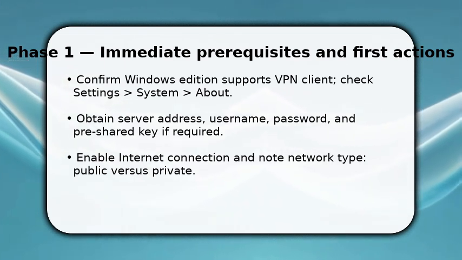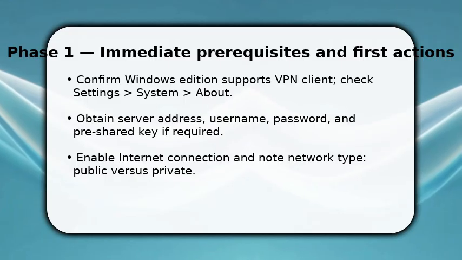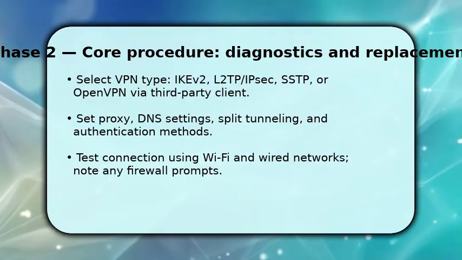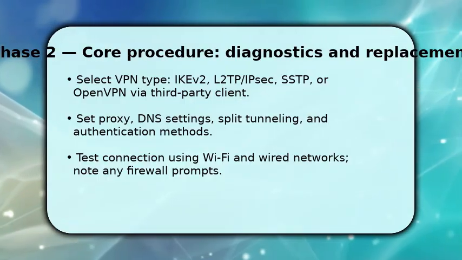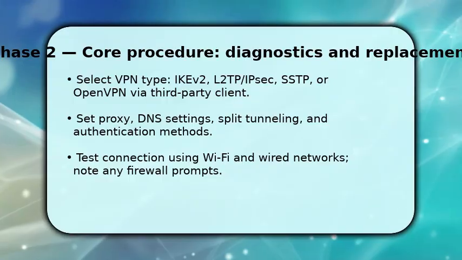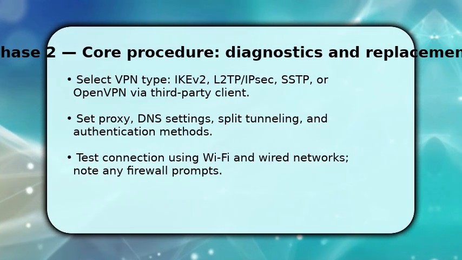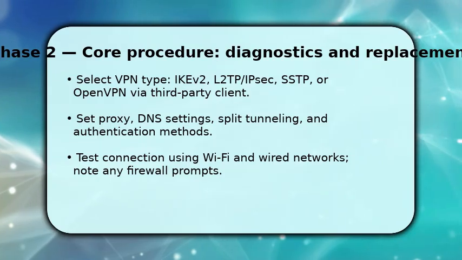Now proceed to the more detailed configuration. Choose the VPN protocol: IKEv2 for stability, L2TP/IPsec with a pre-shared key for legacy systems, or SSTP if you need HTTPS tunneling. Use OpenVPN with its client for advanced options.